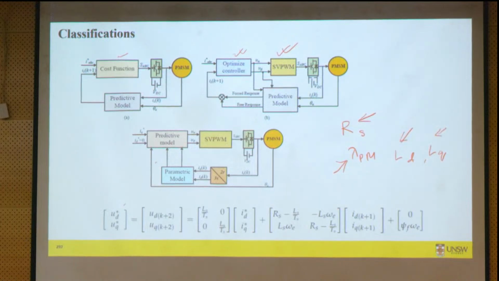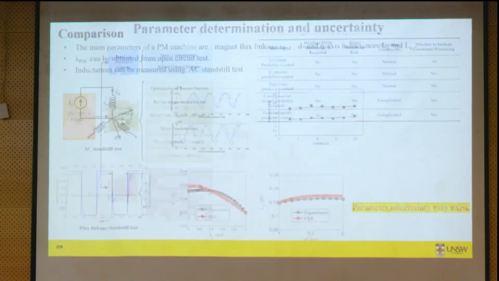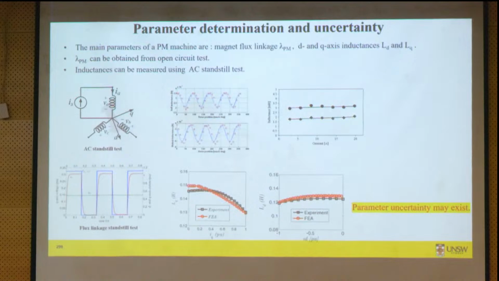So there is an uncertainty of the parameters when we use this type of controls, including FOC. And because of that, there could be deterioration in your controls. So parameter estimation is one of the important research areas as well. So you try to estimate the parameters online if we can.